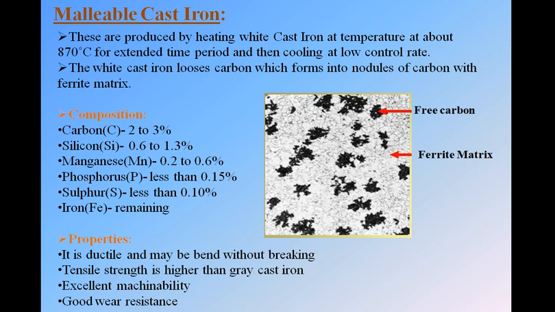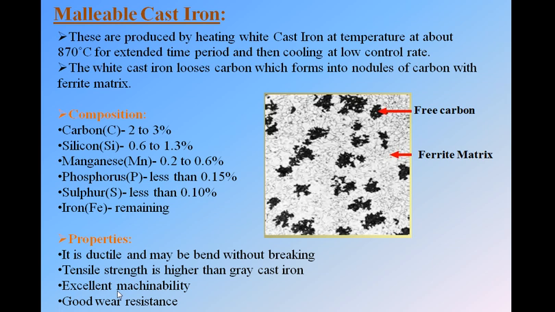Okay, next we have the properties. It is ductile because it has gone through the heat treatment process. Heat treatment is something which converts a hard material to a soft material. Here we converted the hard white cast iron into a softer malleable cast iron because we have some practical use for it. As it is softer, it is ductile and may be bent without breaking. Next, tensile strength is higher than grey cast iron. As it is a softer one, it has more tensile strength.